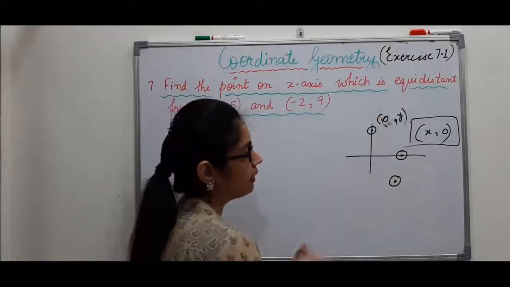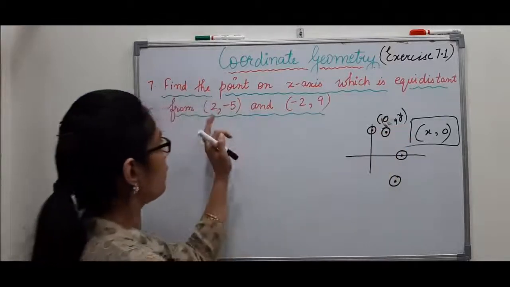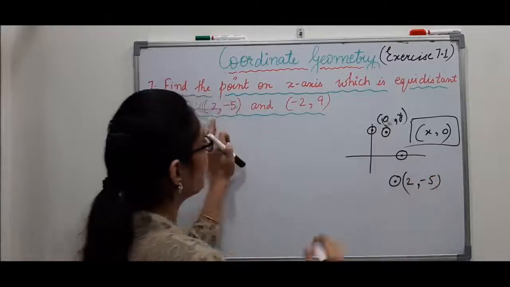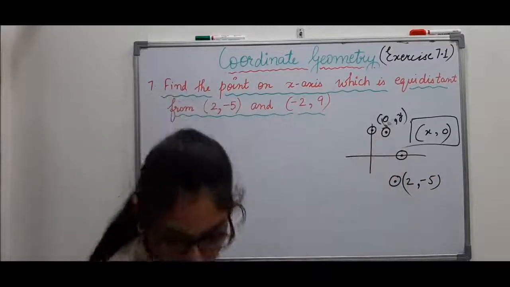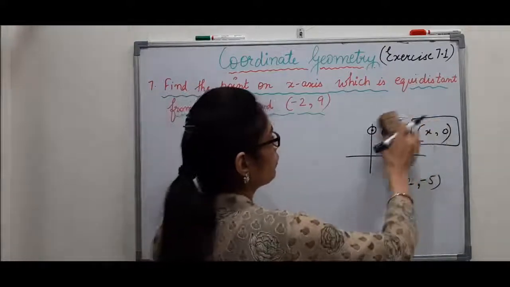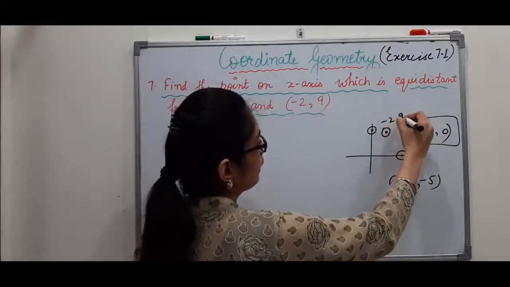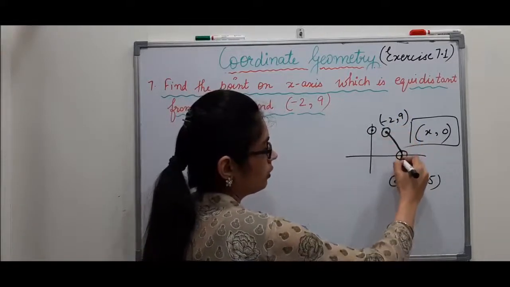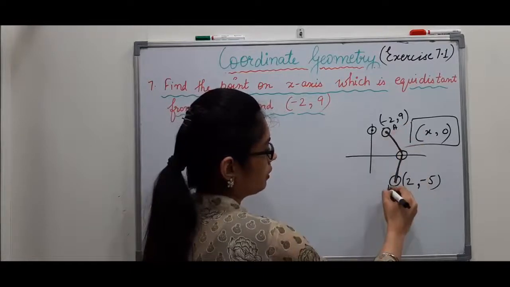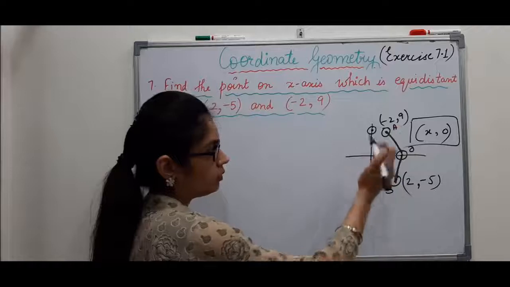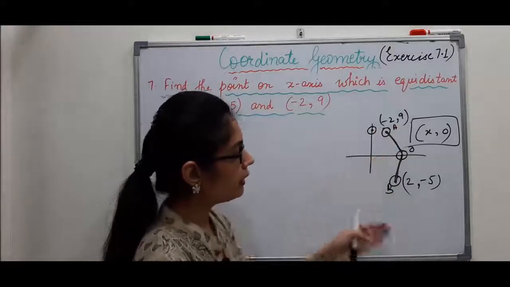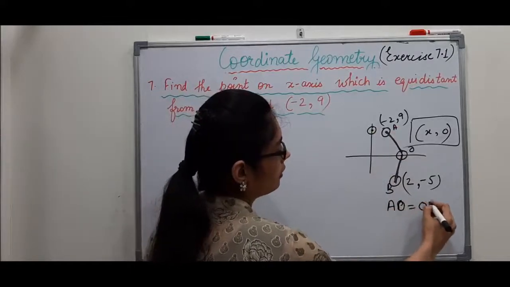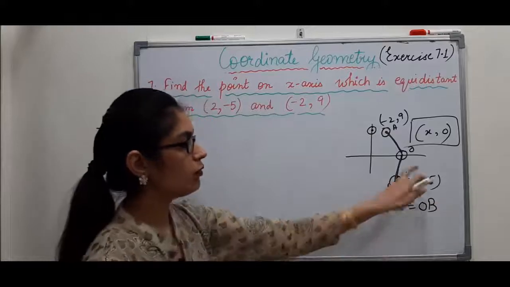If one point is lying here and the other point is lying here, for example this point is here, 2, minus 5, let us assume, and this point is here, minus 2, 9. So the distance of this point and this point, this is A, this is B and this is O. So they are telling us AO is equal to BO. They have given us this thing. Their distance is equal and we have to find this point.